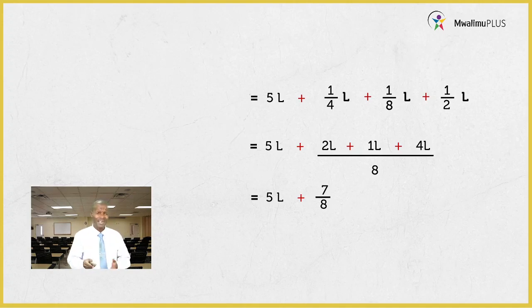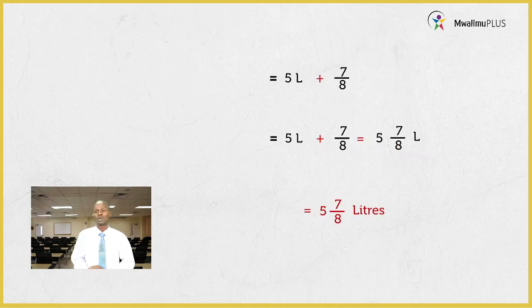Now 7 out of 8 is the fraction you have for the number of liters that are supposed to be in fraction form. Then put together with the 5, and that will give you a total of 5 and 7 out of 8 liters. That is the same idea you applied in addition of fractions. Nothing can change here. Now, moving on.